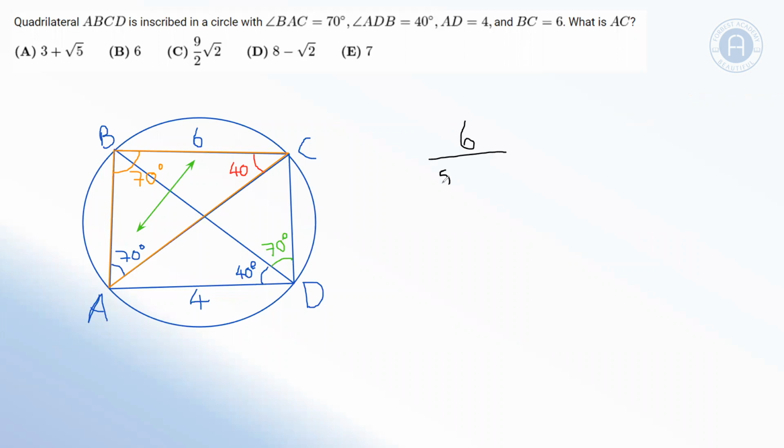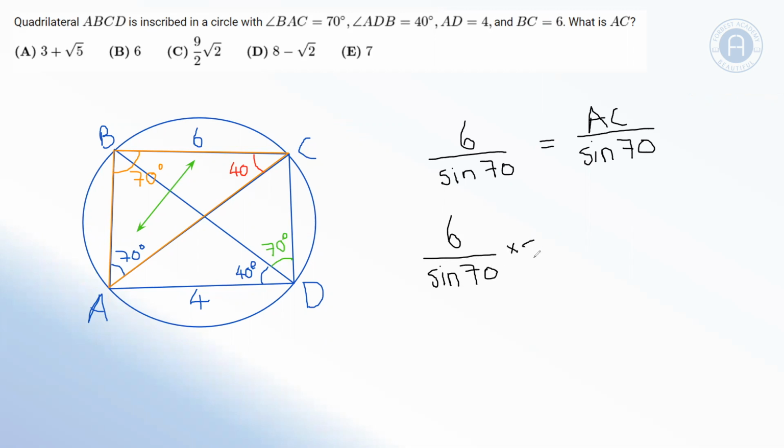If we use our sine rule here to work out AC, we can write that 6 over sine 70 is equal to AC over the angle ABC, in this case, sine 70 again. Multiply both sides by sine 70. Now, in this case, obviously, the sine 70s are going to cancel, but if that angle wasn't 70 degrees, we could have also worked out this question this way. So AC is equal to 6.